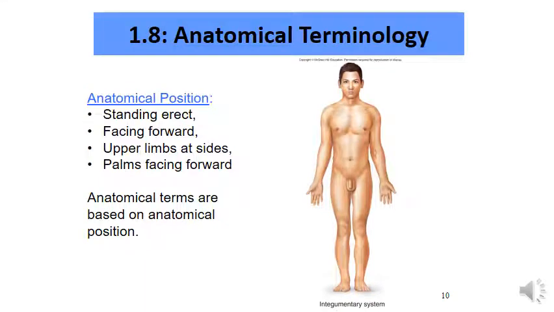Okay, next thing, anatomical position. Whenever we describe anything in anatomy, it has to be in this anatomical position. So standing erect, facing forward, upper limbs at sides. But what I really want you to remember is the palms are facing forward in the anatomical position. Okay, so we're going to come back to this, and you're going to see why this is important.